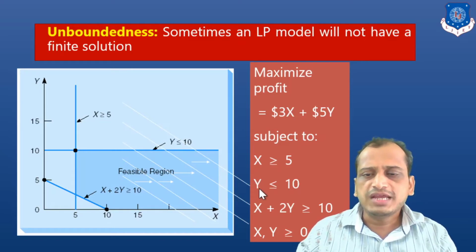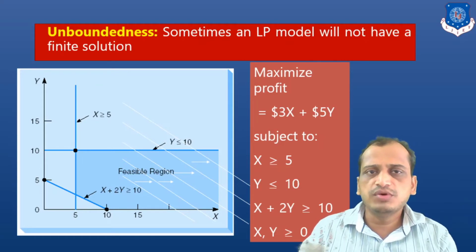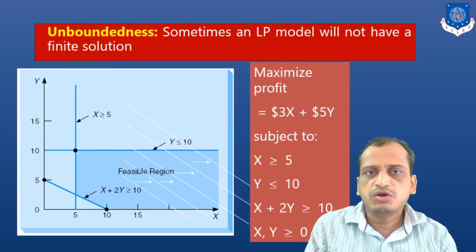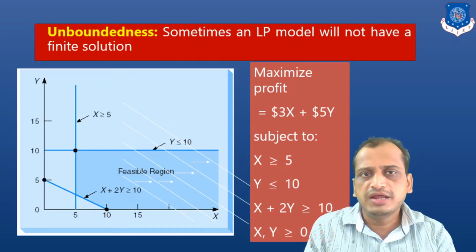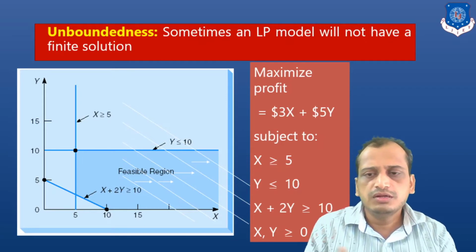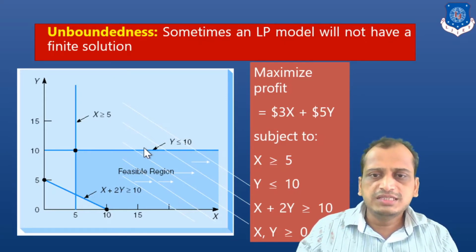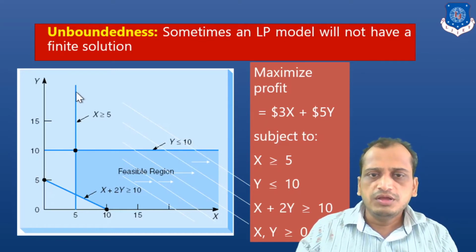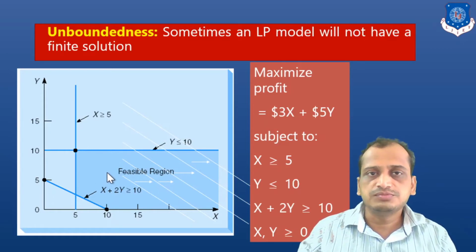Clear? Second one, y less than equal to 10, means the feasible region is towards the origin because it is less than equal to the positive value 10 in the first quadrant. Clear? So here y less than equal to 10, it is towards the origin. Hence if you intersect this and this, the common area is this feasible region.